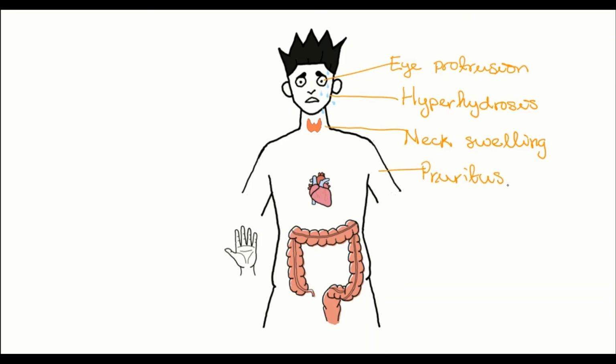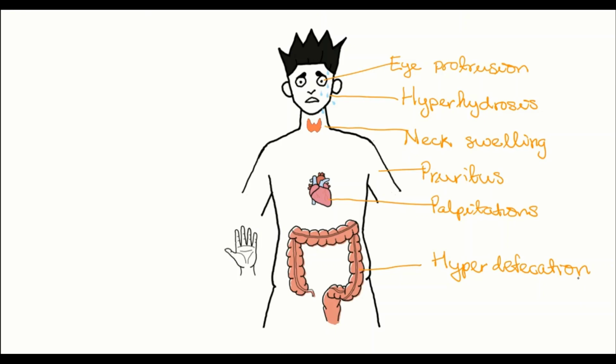goiter, pruritus, palpitations, hyperdefecation. Hyperdefecation is differentiated from diarrhea in that the stool volume per day in hyperdefecation is normal compared to diarrhea where there's an increase in the stool volume primarily because there's excessive water being lost.